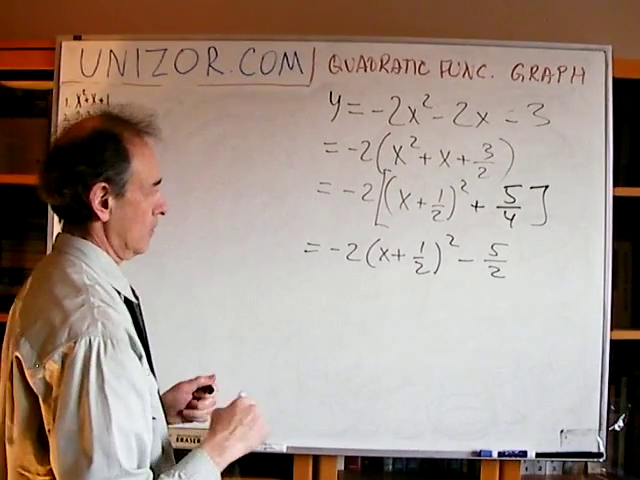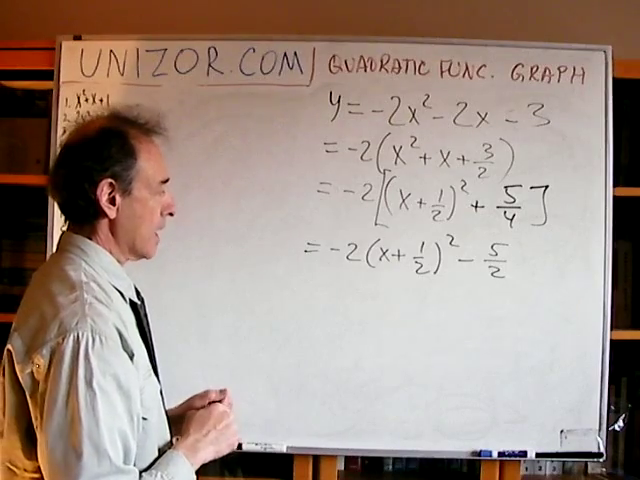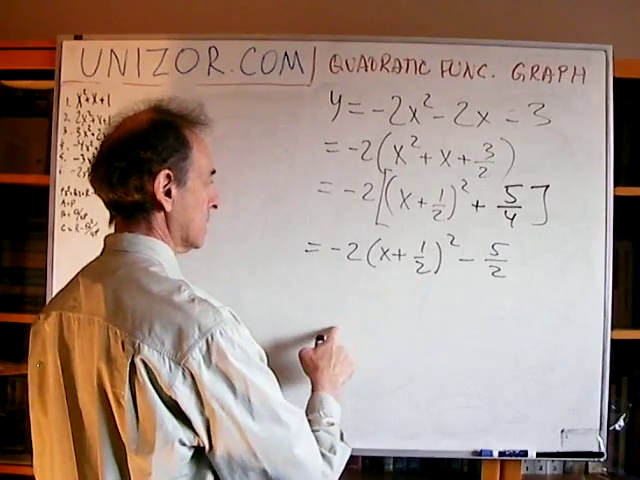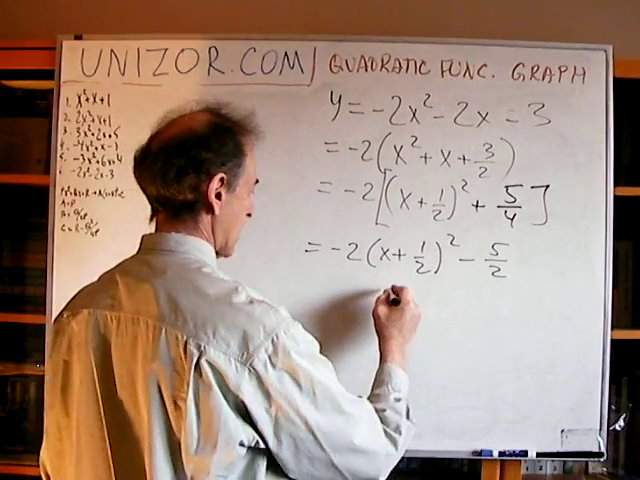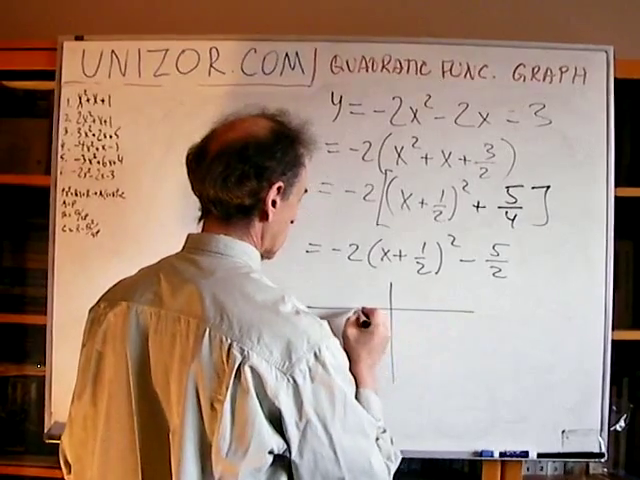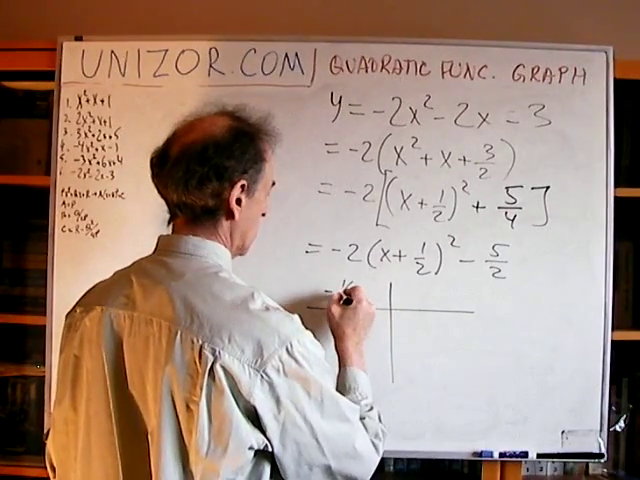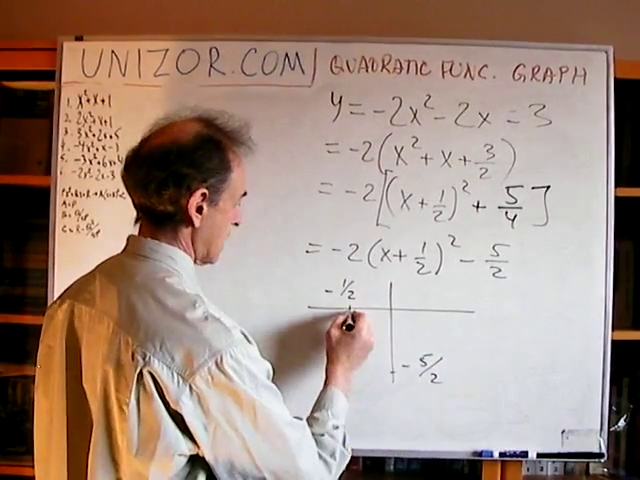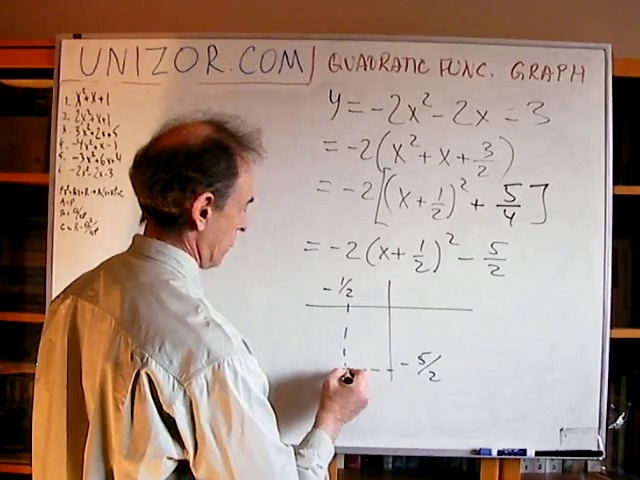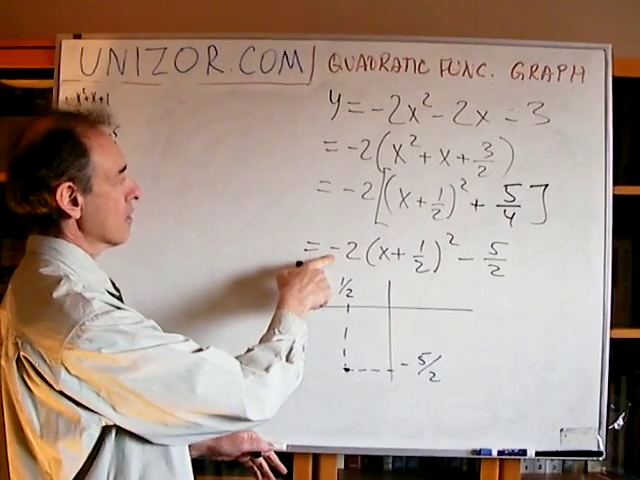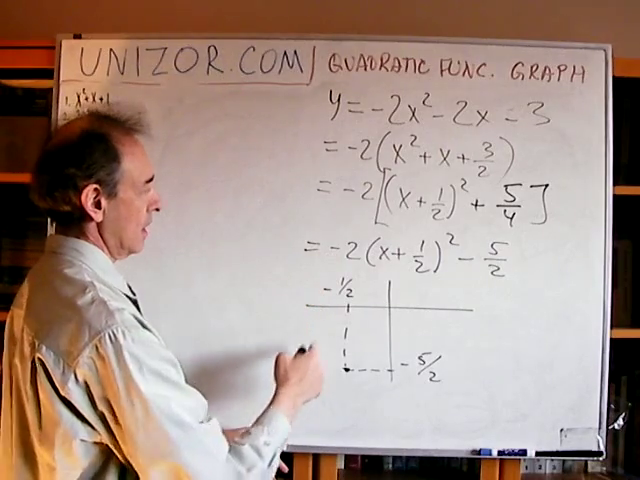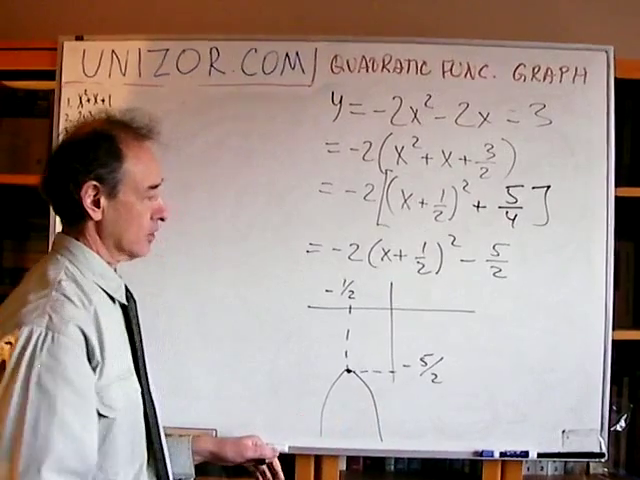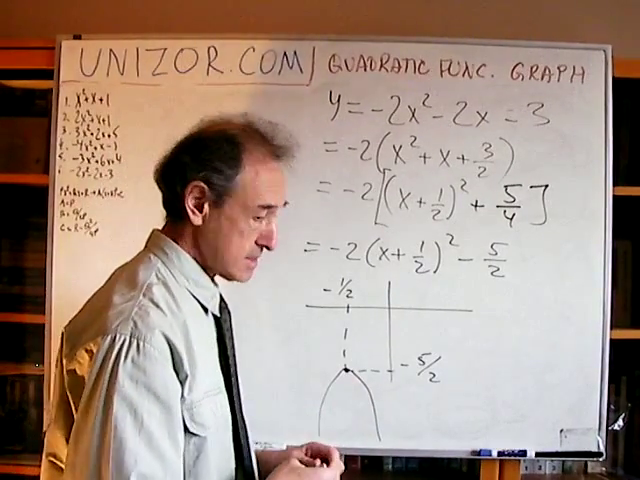Right? Which means my parabola would be with a vertex at minus 1/2 and minus 5/2. So it would be something like this. Minus 1/2 and minus 5/2. That's the vertex. The horns will be downwards because this is the minus sign, and the steepness would be twice as big as the steepness of the regular parabola. Well, that's the end of it.